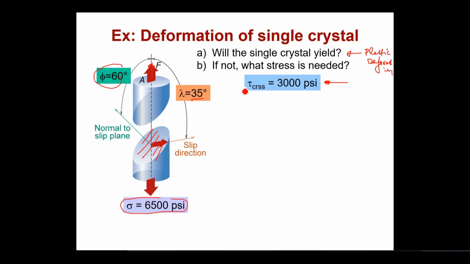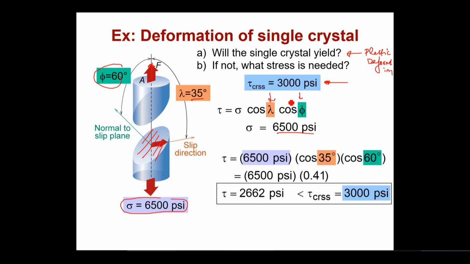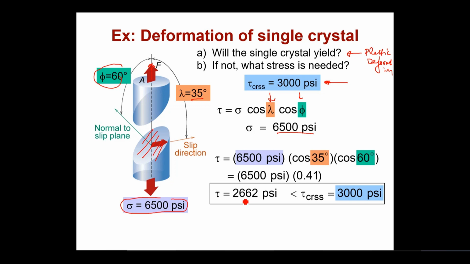Can you solve it out? Your stress is 65,000 psi. The two angles are given to you. You just have to plug in the values and you see that your resolved stress comes out to be less than the critical resolved shear stress, which is 3000 psi. So what do you think? Will the single crystal yield or go under plastic deformation?